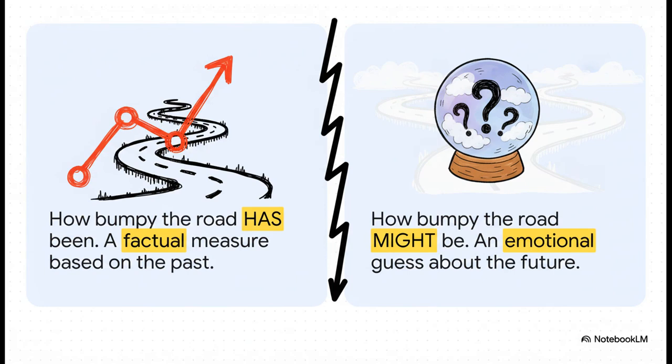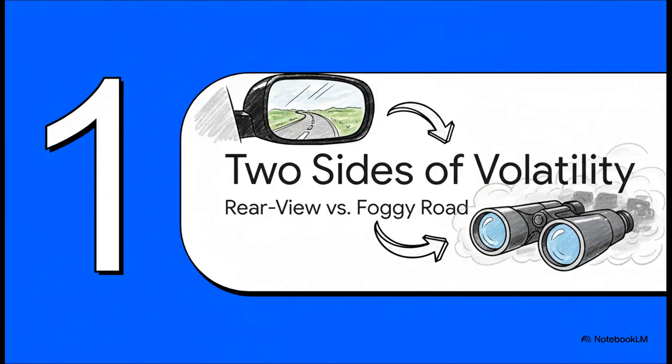At the end of the day, options trading is just this constant tug of war between reality and expectation. On one side, you have the cold, hard data of what has actually happened. And on the other, you have this big, emotional, collective guess about what might happen next. So, to really get a handle on this tension, we've got to break down the two kinds of volatility that traders are always obsessing over. Think of it like looking in two different directions at the exact same time.